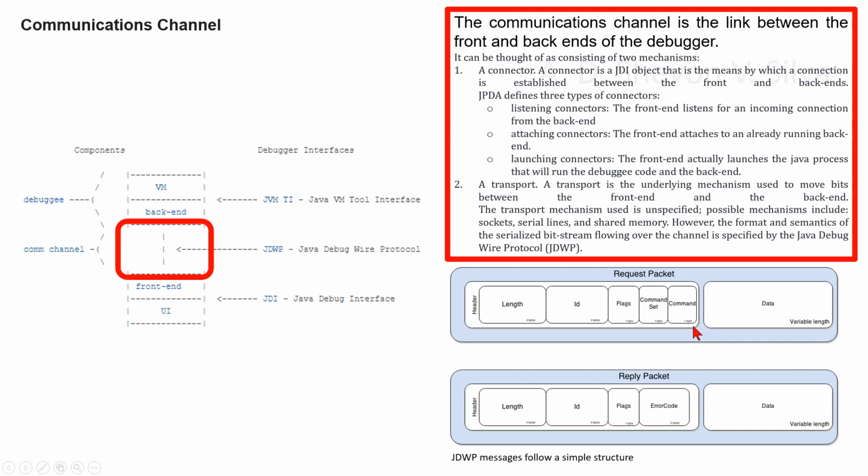More succinctly, they tell the receiver what to do. Reply packet header field, error code. This field is used to indicate if the command packet that is being replied to was successfully processed. A value of 0 indicates success. A non-zero value indicates an error. The error code returned may be specific to each command set command, but it is often mapped to a JVM TI error code.